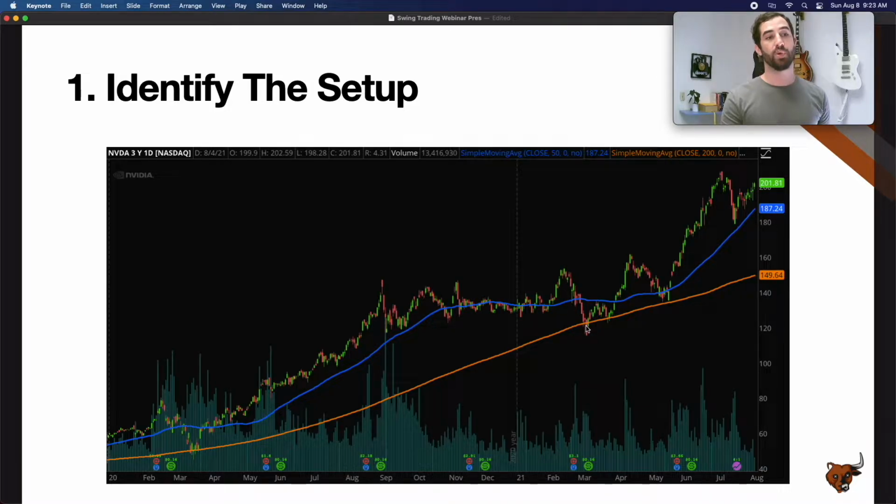So pull back into the 200 MA, you can quickly see that it sort of overshot it, but quickly recuperated, and then for the next couple of weeks, 2, 3, 4 weeks, it traded just over the 200 MA, okay? And as long as it's holding the 200 MA, it's holding the level, it's not breaking down from the level, the setup is valid, okay?